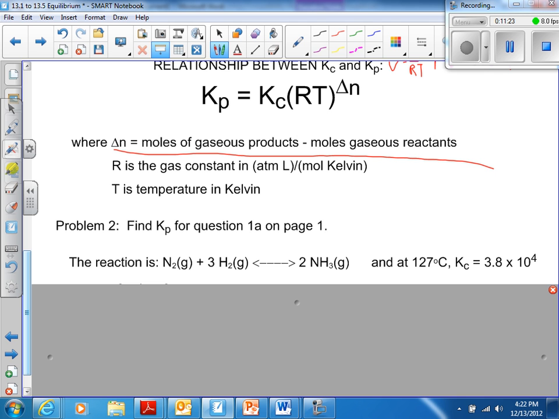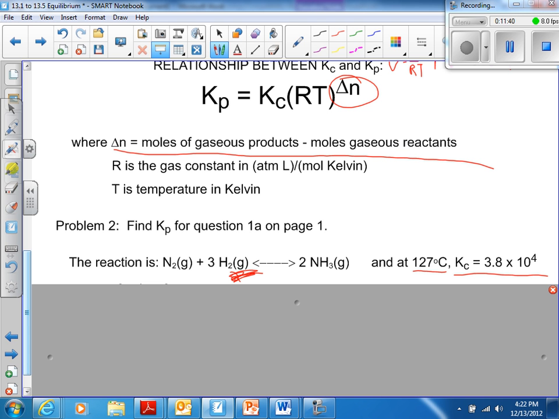We already know Kc. We know the temperature. We have to first calculate delta N. So delta N, moles product, is 2. I put that under the reactants, which is a bad place. Let me do this over here.